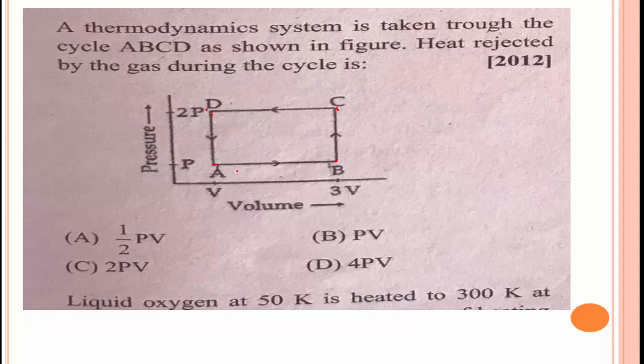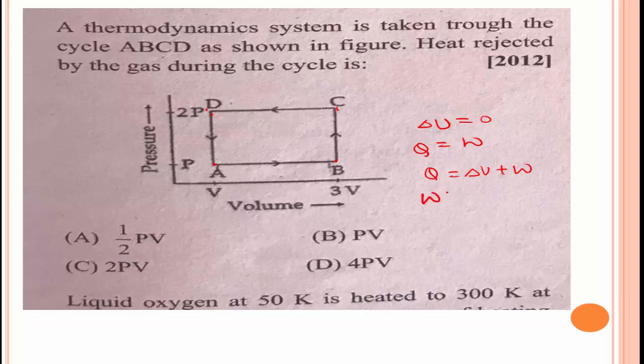For isothermal expansion, the PV curve is a rectangular hyperbola. Here, for the given cyclic process, the change in internal energy delta U is equal to 0. From the first law of thermodynamics, Q is equal to delta U plus W, so Q is equal to W.